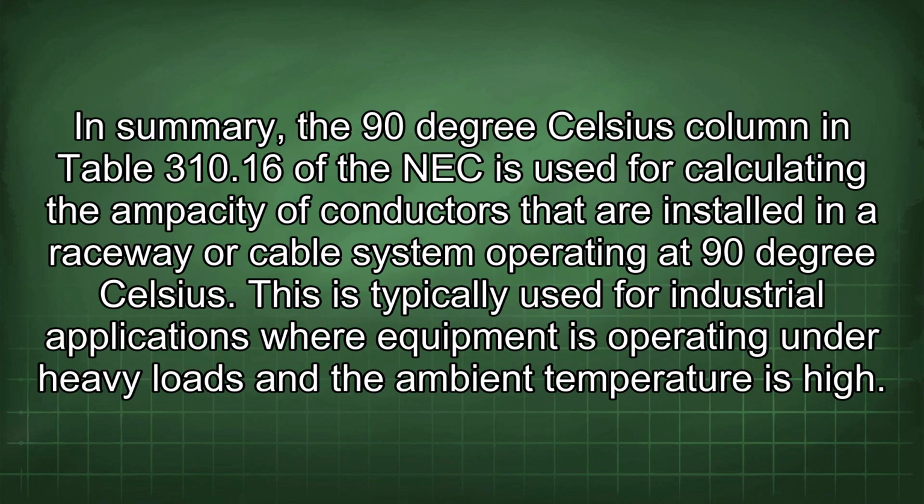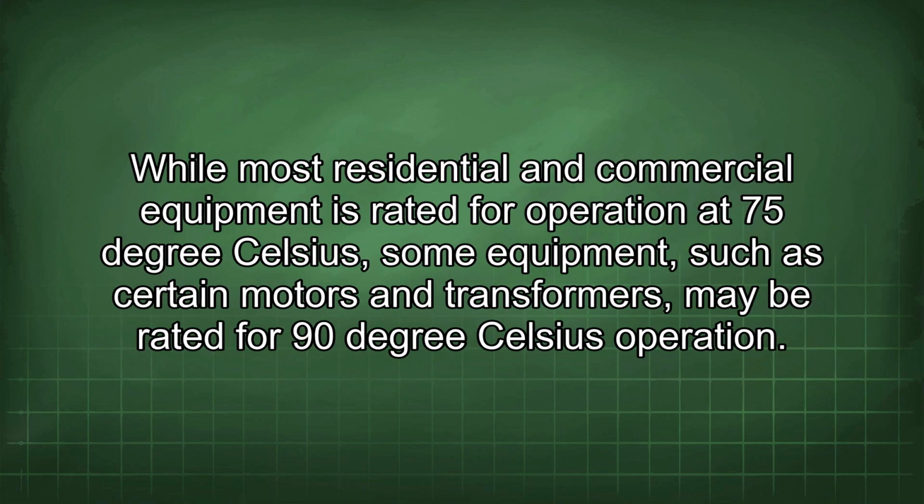In summary, the 90 degrees Celsius column in Table 310.16 of the NEC is used for calculating the ampacity of conductors that are installed in a raceway or cable system operating at 90 degrees Celsius. This is typically used for industrial applications where equipment is operating under heavy loads and the ambient temperature is high. While most residential and commercial equipment is rated for operation at 75 degrees Celsius, some equipment, such as certain motors and transformers, may be rated for 90 degrees Celsius operation.